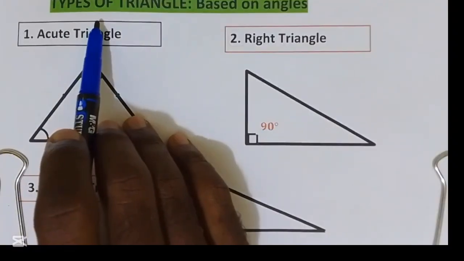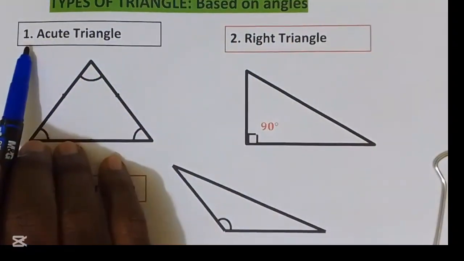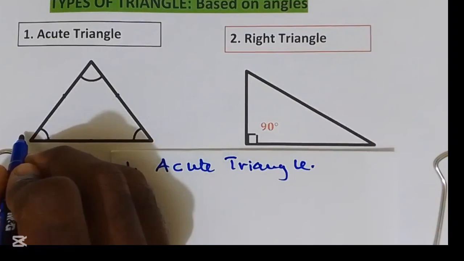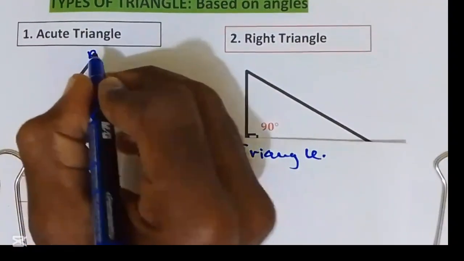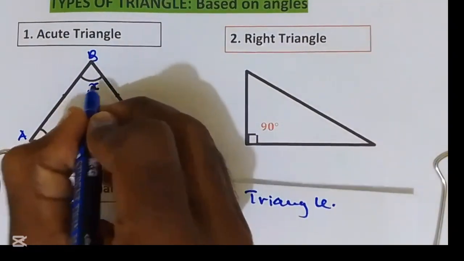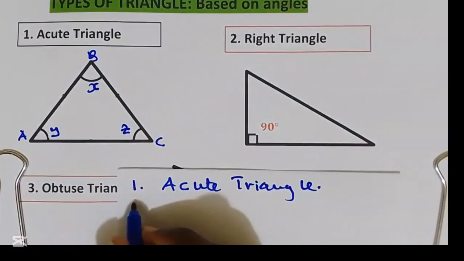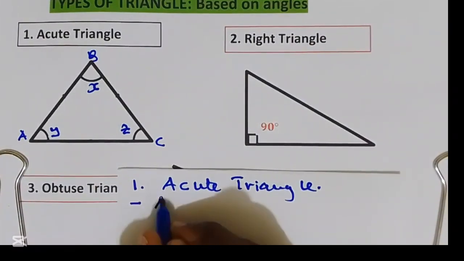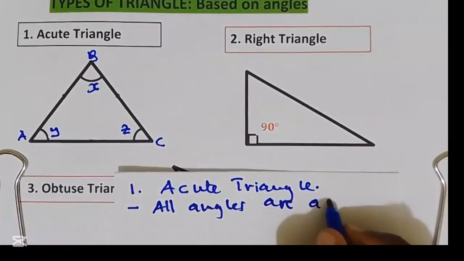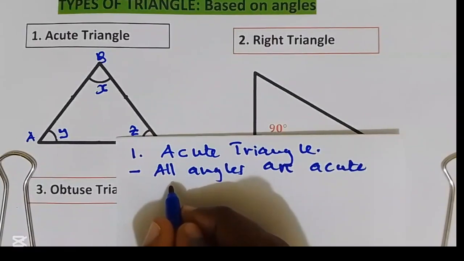Also, we have types of triangle based on angles. First, we are going to see the characteristics of the acute triangle. Let us call our triangle A, B, C, and its respective angles are angle X, Y, and Z. First, all angles are acute. This means all angles are less than 90.